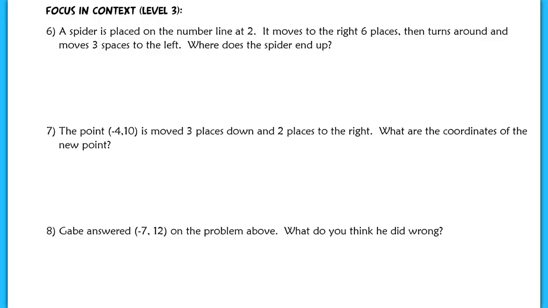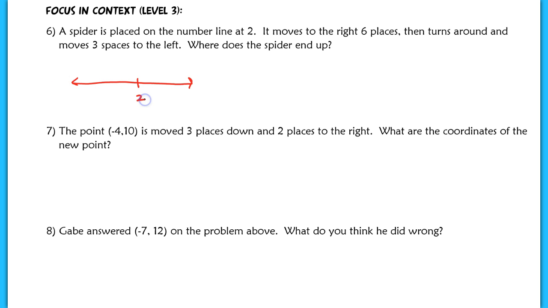It moves to the right 6 places, then it turns around and moves 3 spaces to the left. Where does the spider end up? Now I've seen people do this visually, so they draw themselves a little number line, because we're starting on just a normal number line. It doesn't say coordinate plane. This one says number line, so that's just a regular horizontal line.